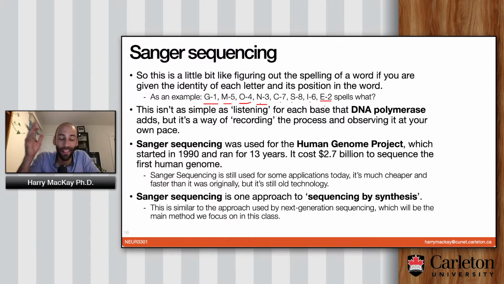But anyway, that's the idea of Sanger sequencing without burdening you too much with the chemistry of it, although I think the chemistry is very clever. Basically, you have a list of nucleotides, and you have a list that tells you what order they're in, and you put them together, and that tells you the sequence. It's not quite the same as listening to the polymerase, but it's a way of recording the process as it plays out.